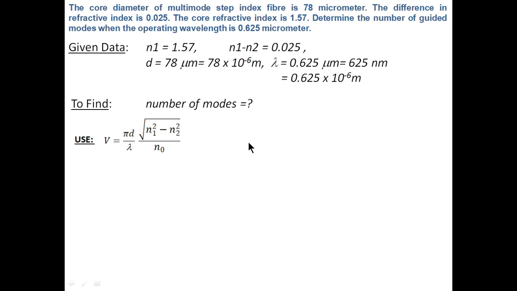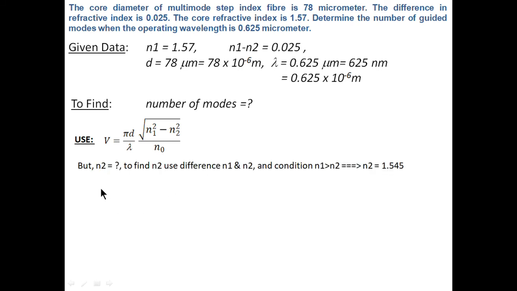So now what you do is put the value of N2. For knowing N2, you have to find N2 using the difference between N1 and N2, and the condition is N1 is greater than N2, which implies N2 is equal to 1.545. I don't have to repeat this again. In optical fiber, the refractive index of the core is greater than the refractive index of the cladding, and the condition given is N1 minus N2 is 0.025. Obviously, N2 is less than N1, so basically 1.545 is your cladding's refractive index.